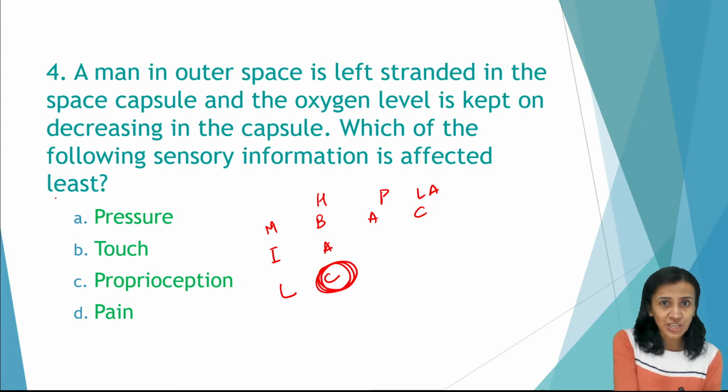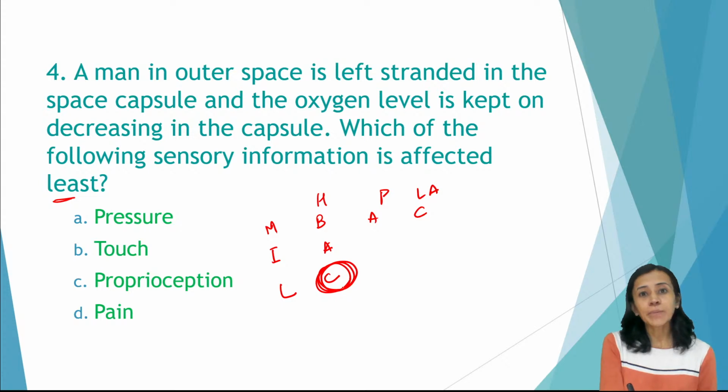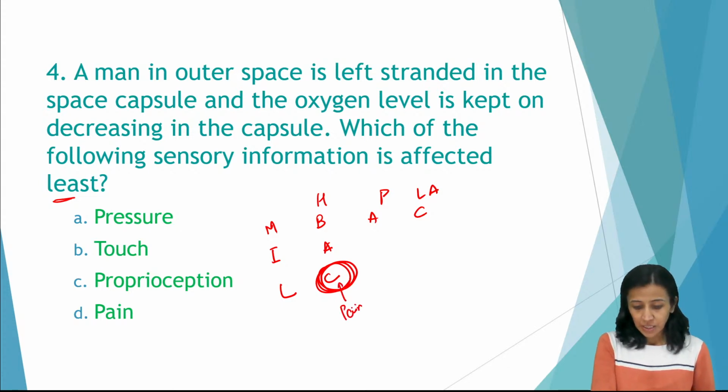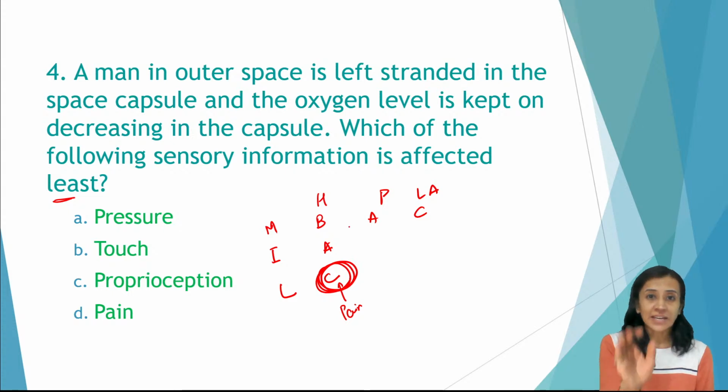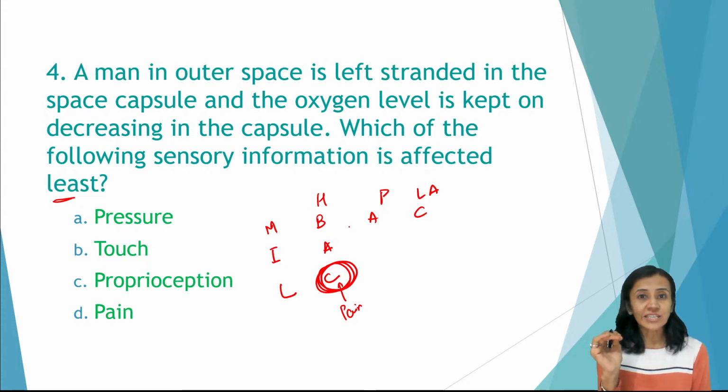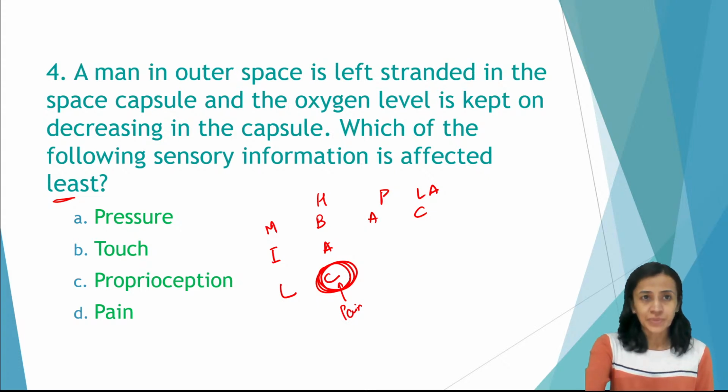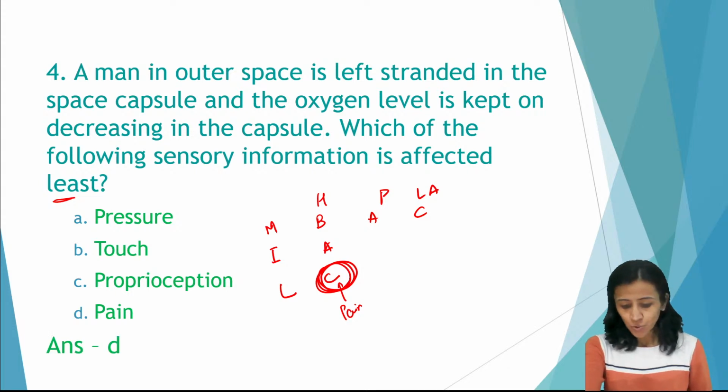Because what is the question? Least affected. C fibers, they are for pain. So what would be your option? The correct option is C, because when the oxygen concentration decreases, that results in hypoxia, and the fibers least sensitive to hypoxia are pain fibers. So the correct answer is D, pain fibers.